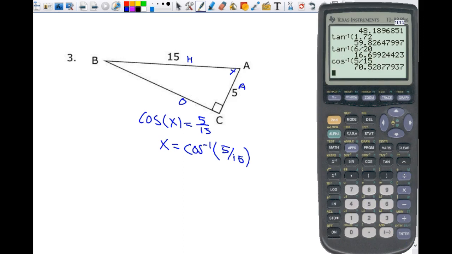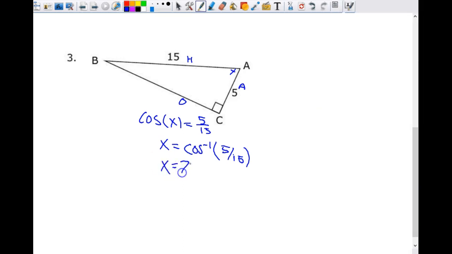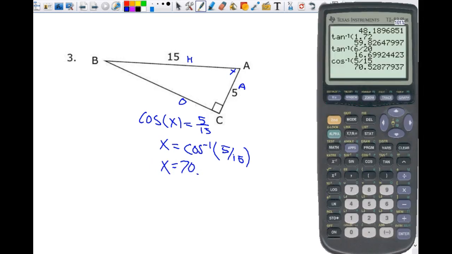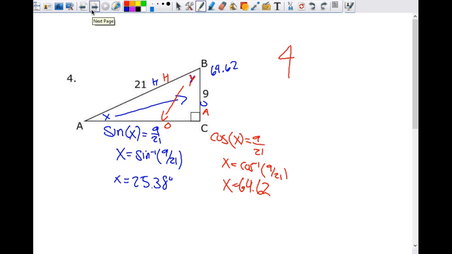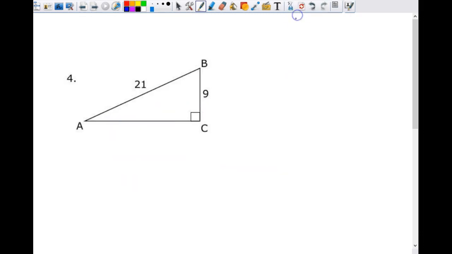And I got x is equal to 70.53 degrees. Okay? On the next set of examples, because it's more complicated, now we're going to solve for B.